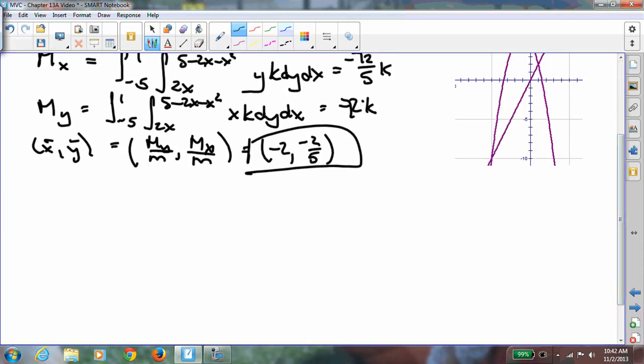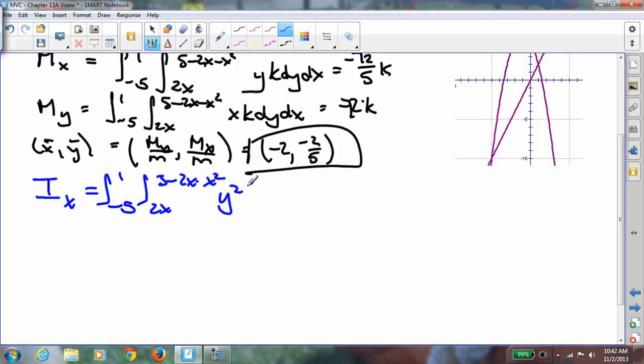Similarly with this type of problem, we talked about inertia. So inertia is mass times distance squared. So we have our inertia with respect to the x-axis, which is going to be the integral from negative 5 to 1, 2x to 5 minus 2x minus x squared, y squared this time, k dy dx. And that value was 16272 over 35k.